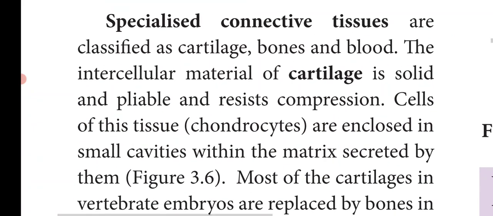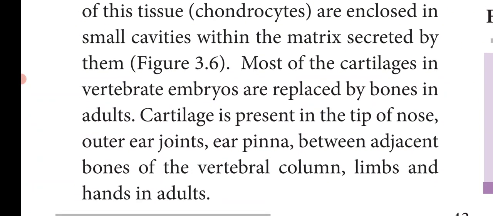Next is the specialized connective tissues. So what are specialized connective tissues? They are classified as cartilage, bones and blood. The intercellular material of cartilage is solid and pliable and resists compression. Cartilage in Tamil we say kuruthelumbu. It is usually soft and flexible. Cells of the tissue, that is chondrocytes, are enclosed in small cavities within the matrix which is secreted by them.